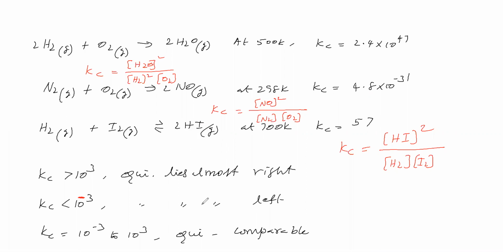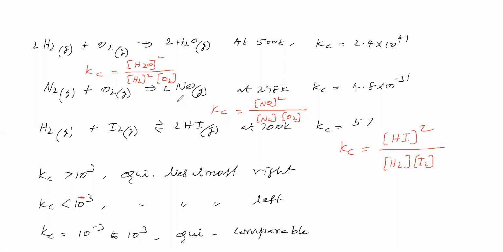So when at equilibrium the left side and right side concentrations are comparable? When the equilibrium constant is between 10 power minus 3 and 10 power plus 3. We can say equilibrium contains left side and right side, both concentrations comparable.